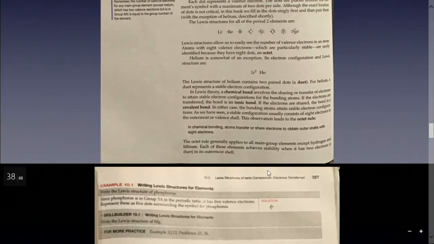But basically, we're always going to be trying to fulfill this octet rule, which says that in chemical bonding, atoms always transfer or share. Transfer if you're ionic, share if you're covalent. They share or transfer electrons in order to obtain outer shells with 8 electrons. So besides the duet, which is 2, most atoms are trying to have 8 electrons in their outer shell. That generally applies to all of your main group elements, except hydrogen and helium.